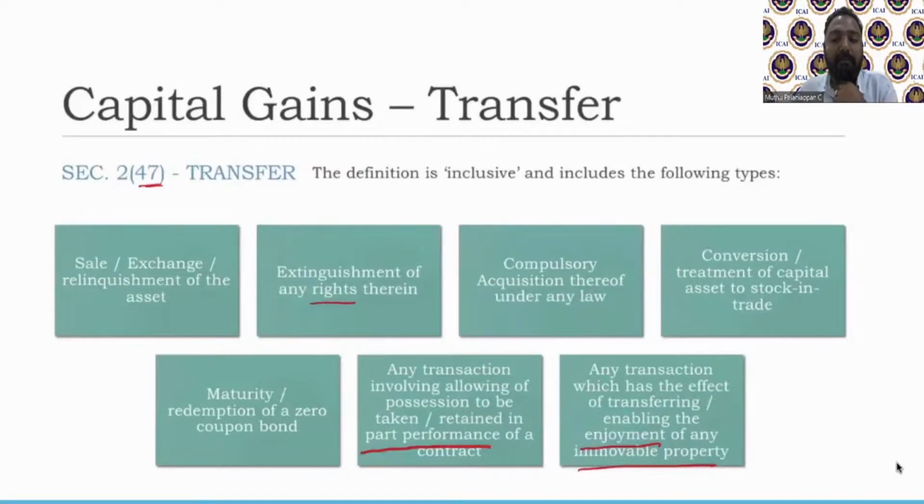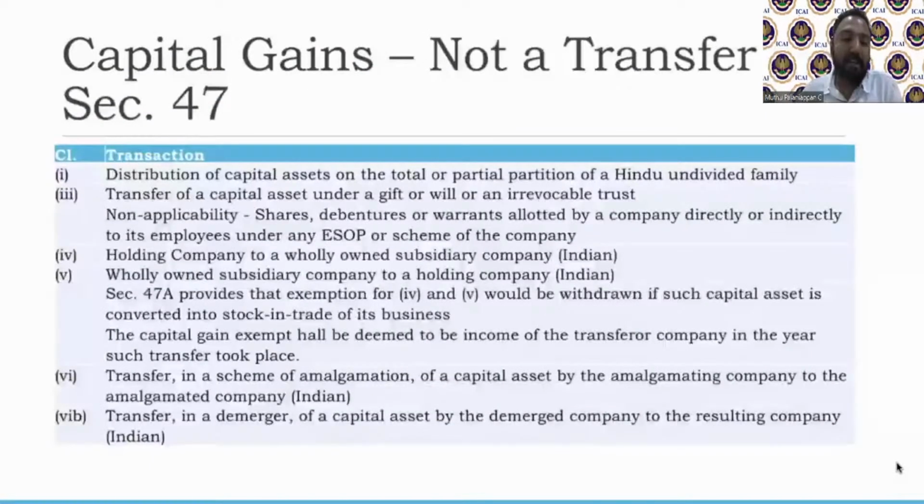Now again, when we talk about this transfer, immediately we should know that there will be exceptions to this concept of transfer. So what are those exceptions? The moment we say transfer, some of them will not be considered a transfer, even if it generally falls under the definition of transfer.